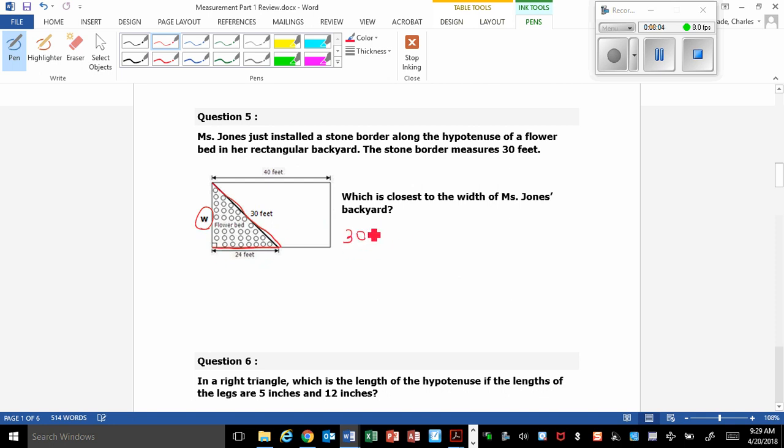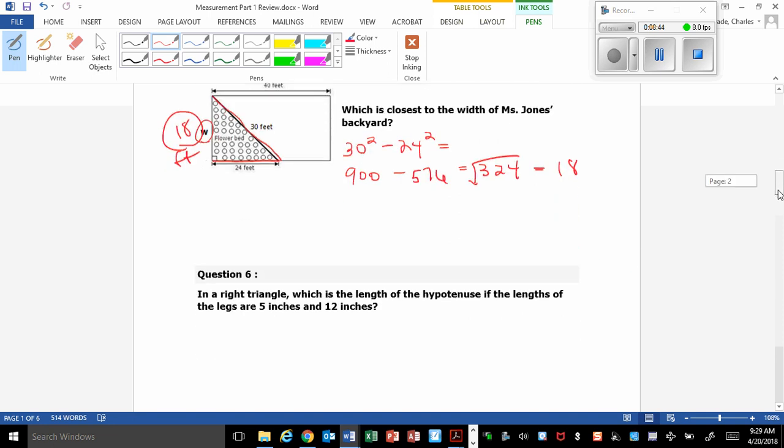That's why we say hypotenuse minus leg. Hypotenuse squared: 30 squared minus 24 squared. So in your calculator, 30 squared is 900, minus 24 squared, which is 576, equals 324. Then we take the square root of that, and you get 18, another triple. So we get 18 feet. 18, 24, 30. The hypotenuse is the longest side, so we're good there. Let's go down to number 6.